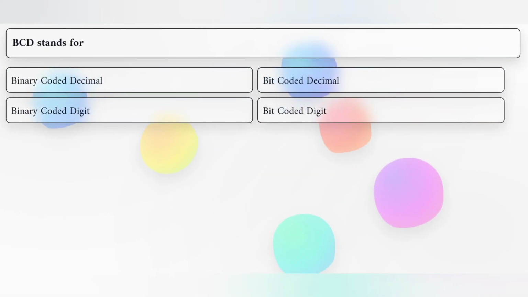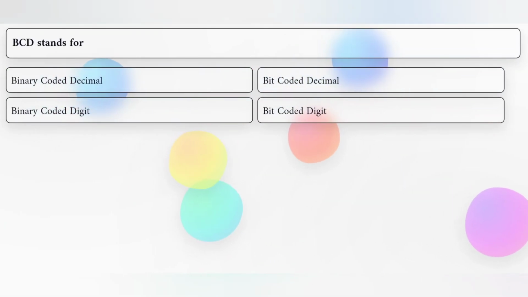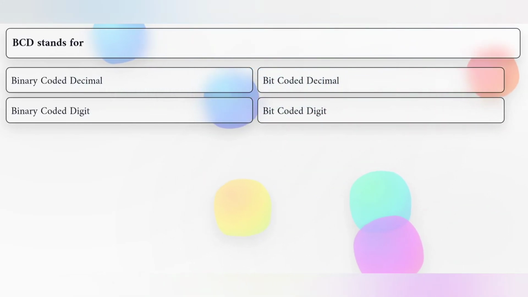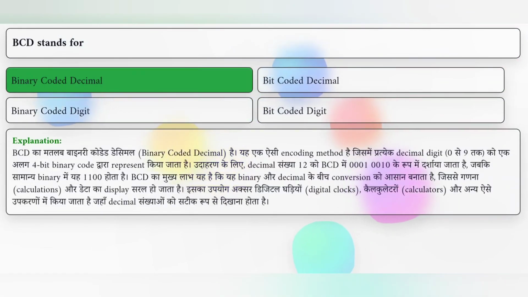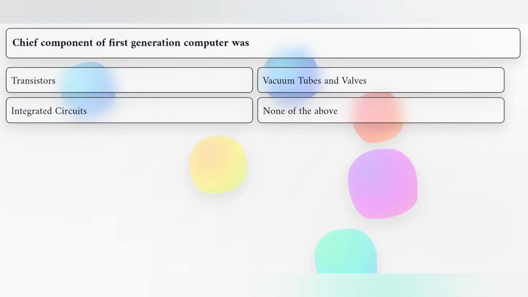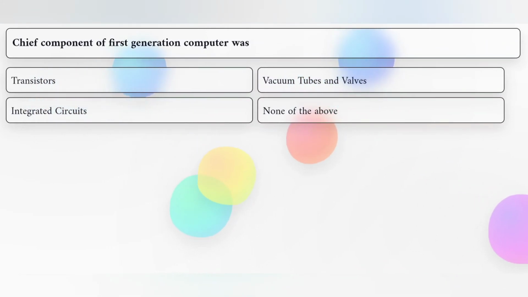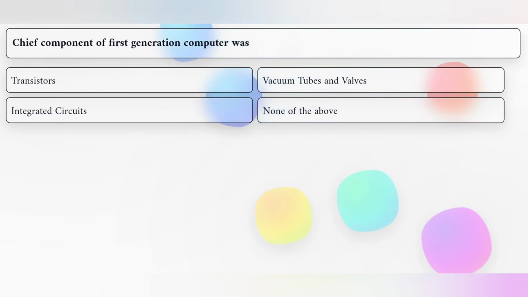BCD stands for Binary Coded Decimal, Bit Coded Decimal, Binary Coded Digit, Bit Coded Digit. Chief component of first-generation computer was transistors, vacuum tubes and valves, integrated circuits, none of the above.